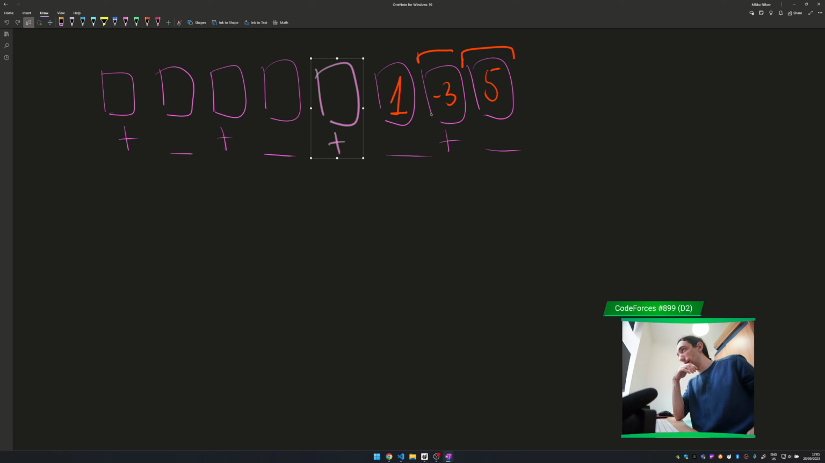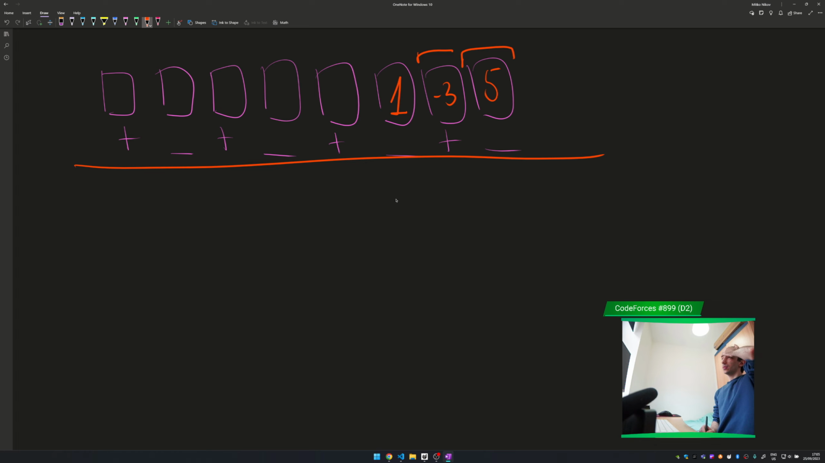So what if it's a DP? What if it's DP? If I'm here, I want to know whether or not this is shifted. Or do I want to do it the other way around?